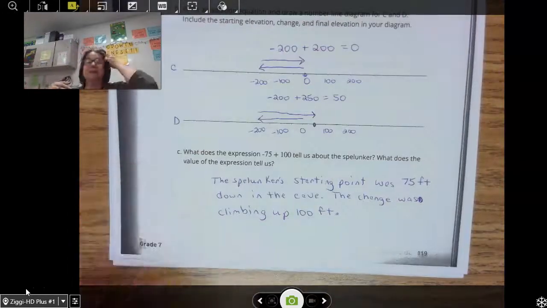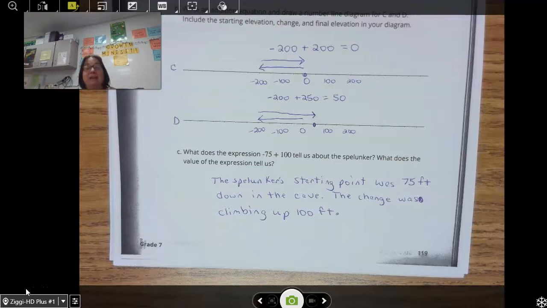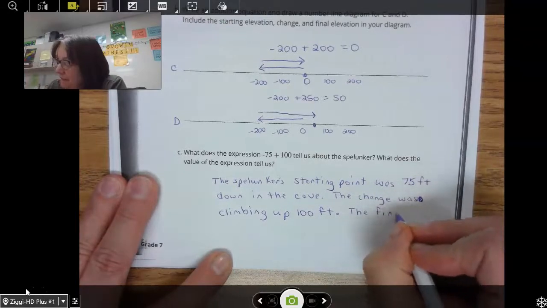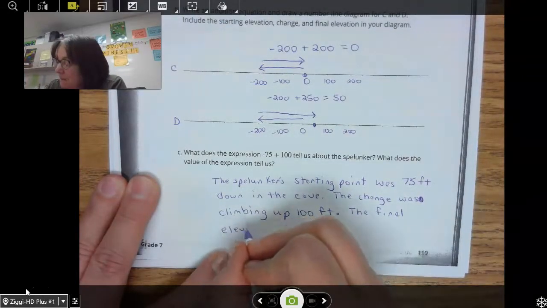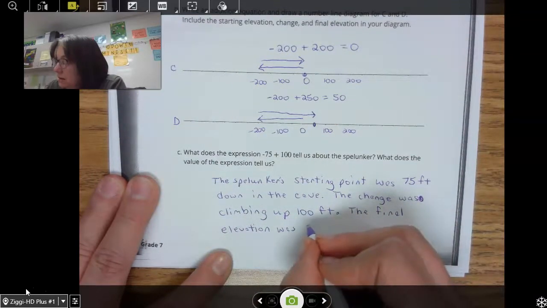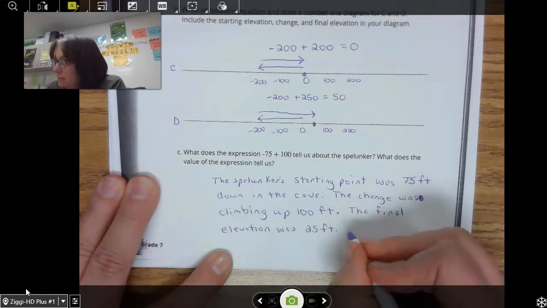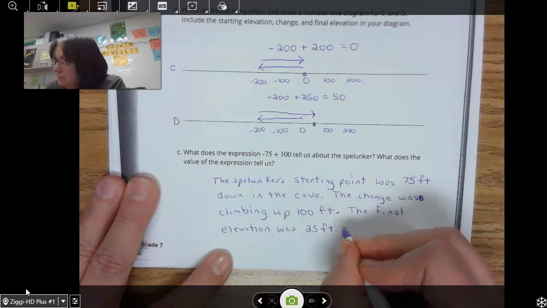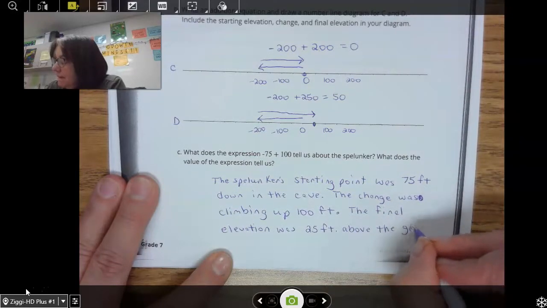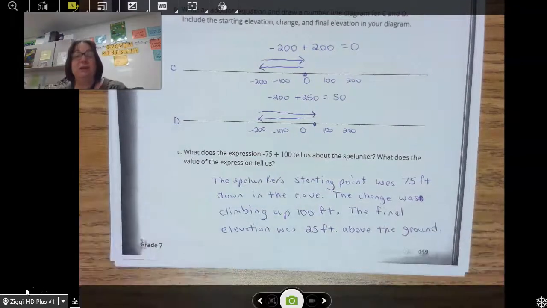So the spelunker was 75 feet down in the cave. And then the change that occurred was they climbed up 100 feet. So the final elevation was 25 feet above the ground. Okay, if you need to pause the video and make sure you get this note, this would be a good time to do that.